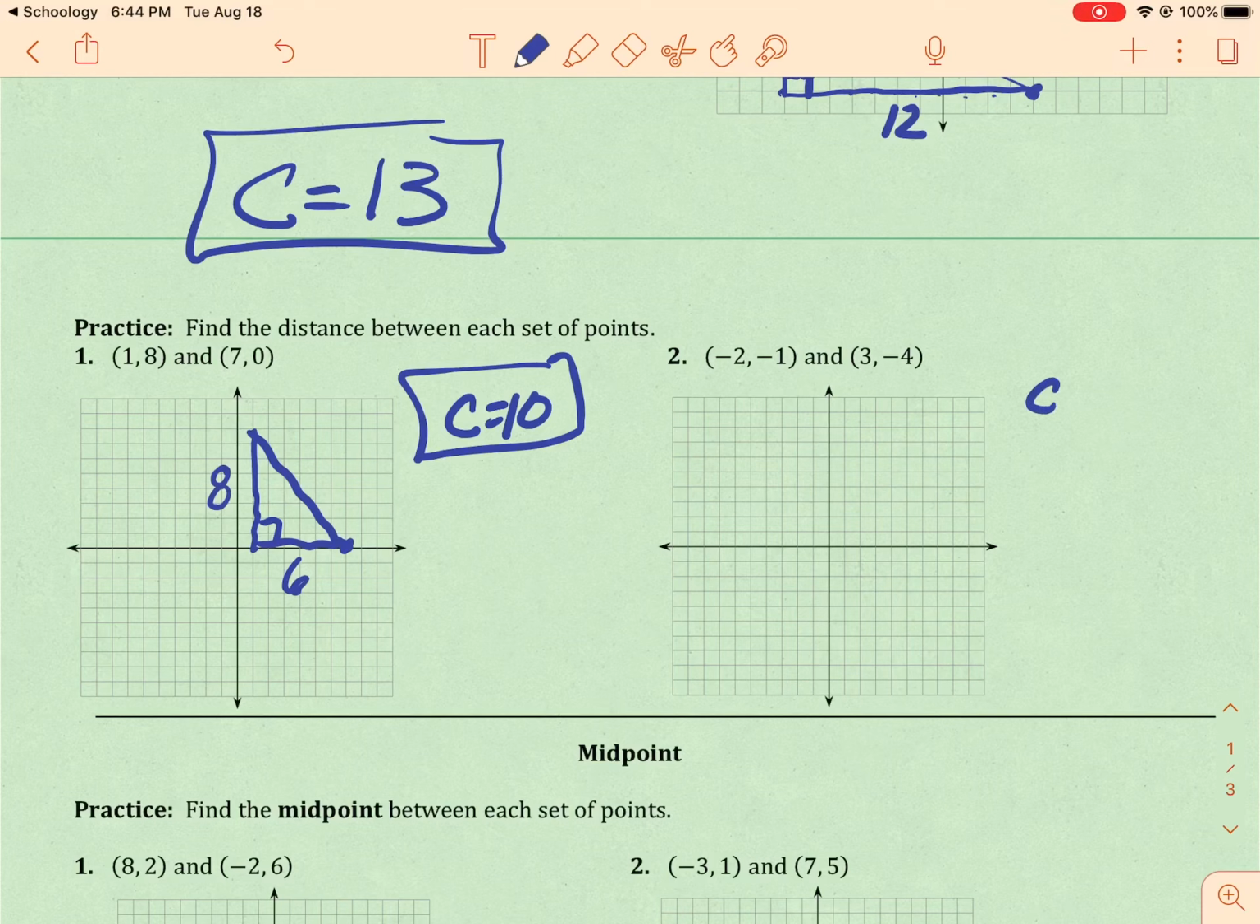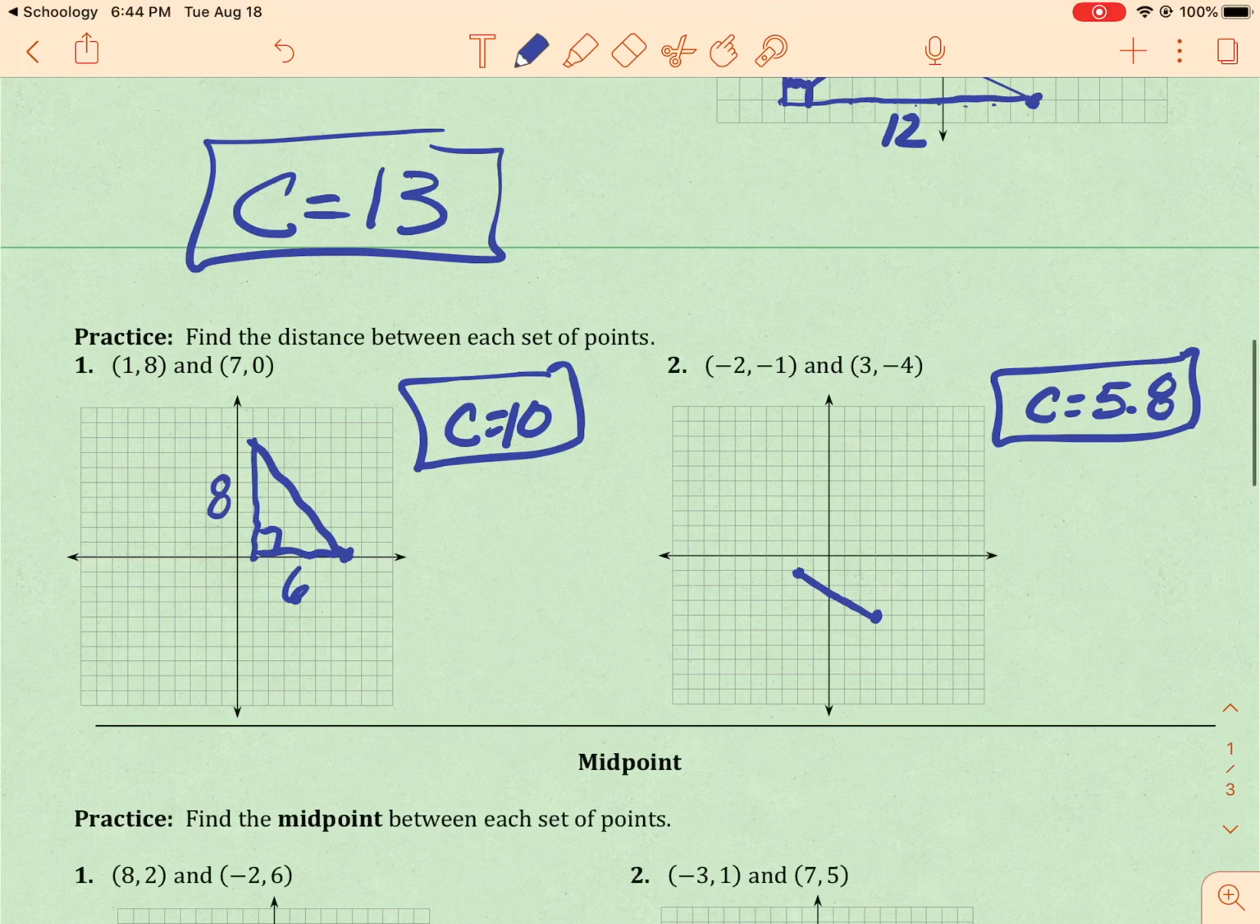For number 2, you round your answer, you should get 5.8. And if you look at where the triangle is, -2, -1 is right there. 3, -4 is right there. So you're trying to find that distance, but we could still form that right triangle. And if we count this distance, there's 3, and that's 5. So you're still finding C in this case.